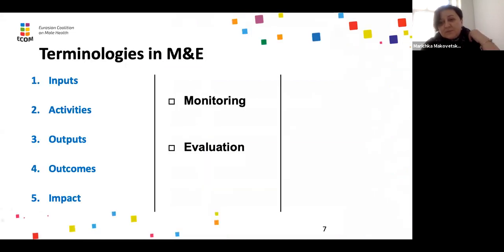So basically, as we talked about in the beginning, there are several terminologies or key elements of any monitoring and evaluation system. You have 5 elements that are key in your system: inputs, which is what you put into the program; activities, your work plan basically; outputs, the first result that you get; outcomes, your intended results; and impact, the influence of your activities.